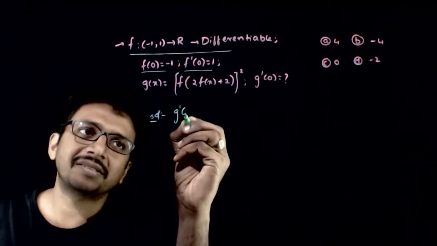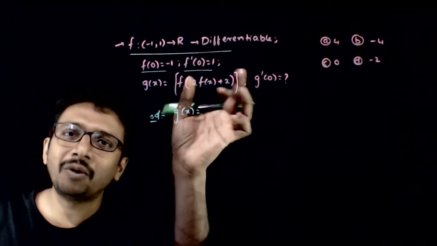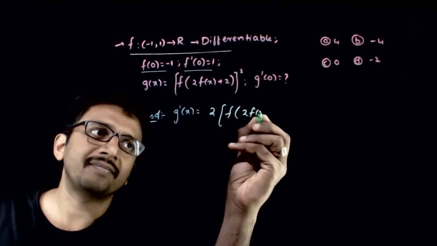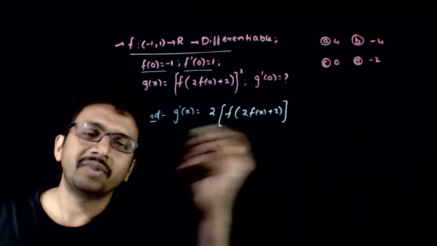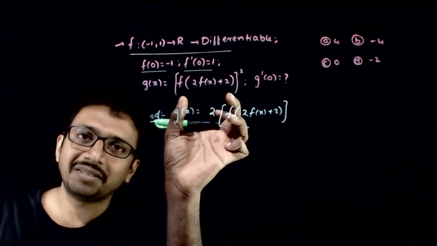So what is g dash of x? So g dash of x is, first g of x is something whole square. So g dash of x is 2 times something, into something's differentiation. So you have to differentiate this.